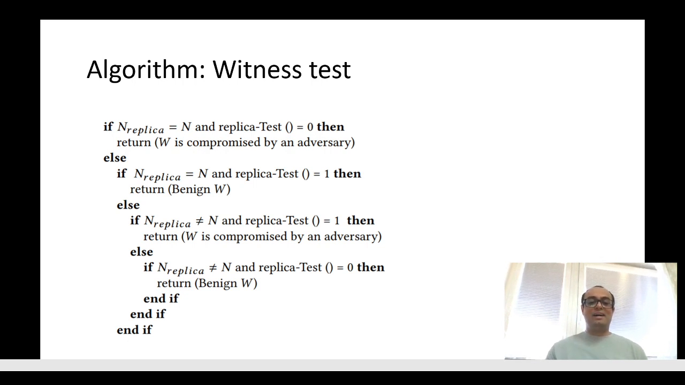Else, if the replica is different from the original and the replica test gives 1, they are different, but it gives a replica detection. That also means this witness node is compromised by an adversary. And the last case is if the replica node is different from the original one and the replica test gives 0. This is also good. This returns that the witness node is safe. This is the basic idea of the two algorithms.